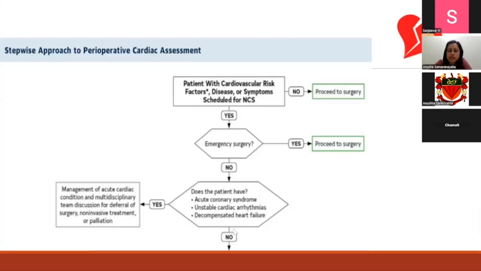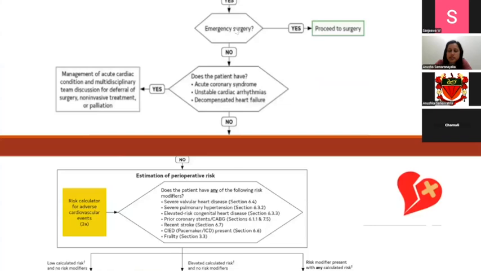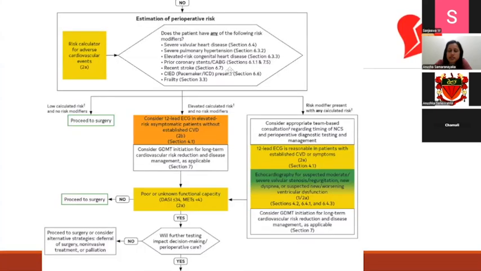Likewise, for example, if the patient does not have any of the very major risk conditions, then we go and assess whether this patient has any of the factors which we call risk modifiers. Further assessment of risk modifiers: whether there are other valvular heart diseases, pulmonary hypertension. If you go through the boxes separately, it is going to be very complex, if you can follow me. So if the patient has other risk modifiers.